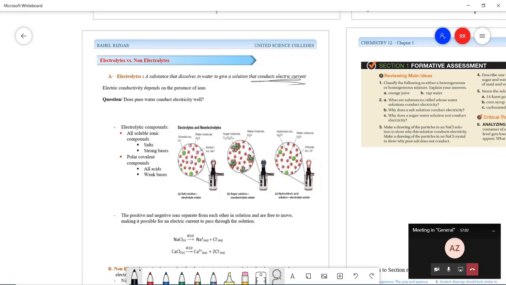And electric conductivity, we have to bear in mind, depends on the presence of ions. So if a solute dissolves in water and becomes ions, then that substance, that compound, is an electrolyte.